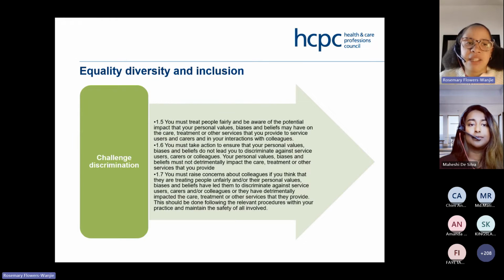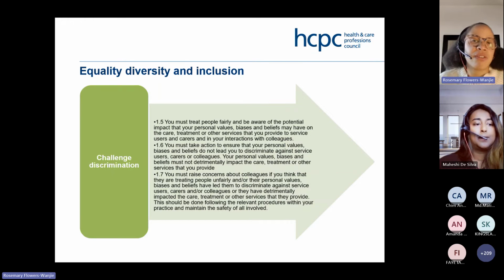The changes that we've made to this section of Standard 1 are all about challenging discrimination. We've added a new Standard 1.5 to retain a simple duty to not discriminate, and we've done that by including a duty to treat people fairly. For Standard 1.6, we've updated the language to make it more active. The changes to Standard 1.6 ensure that registrants are being asked to take action to ensure they are meeting equality, diversity and inclusion commitments. Originally, the standard read, "You must not discriminate against service users, carers or colleagues by allowing your personal views to affect your professional relationships or the care, treatment or other services that you provide."